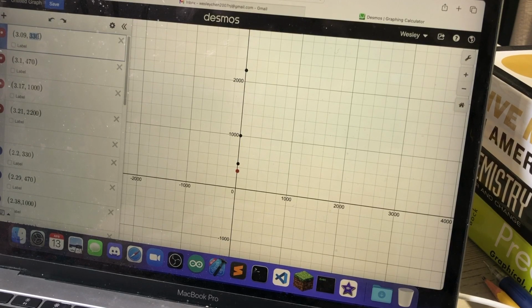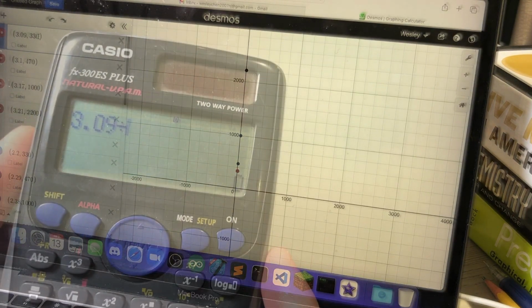So if you recall our equation V equals IR, since we have the voltage here and we have the resistance here, if we just divide the voltage by the resistance, we should be able to get I. So let's do that.